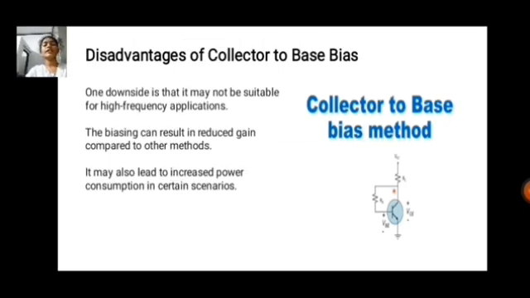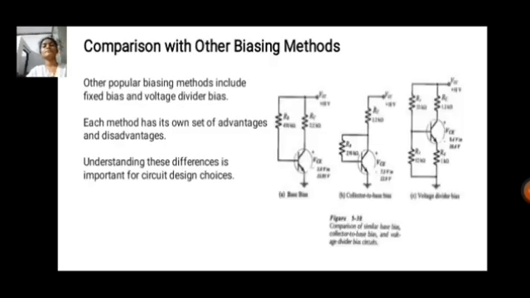In this slide, I will explain about disadvantages of collector to base bias. One downside is that it may not be suitable for high frequency applications. The biasing can result in reduced gain compared to other methods. It may also lead to increased power consumption in certain scenarios. Observe this circuit diagram, collector to base bias method.